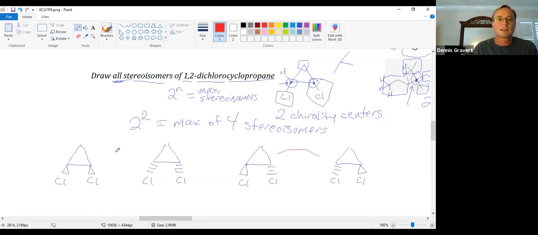These 2 and these 2 are different from the other pair, right? In the first 2 drawings, the chlorines are above the ring or they're below. Those are the cis isomers. Here, 1 chlorine on one side, 1 chlorine on the other side. Those are trans isomers. I got my 4 isomers.